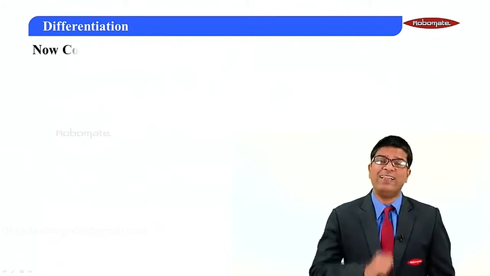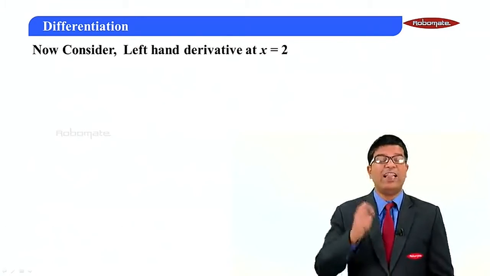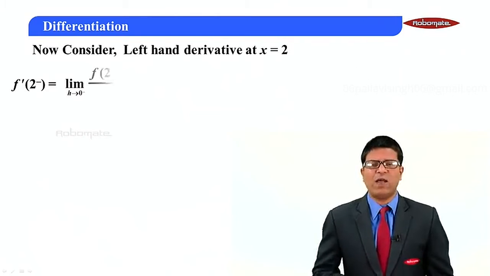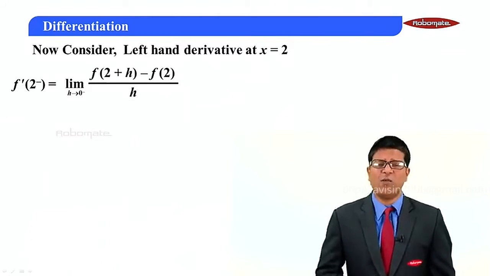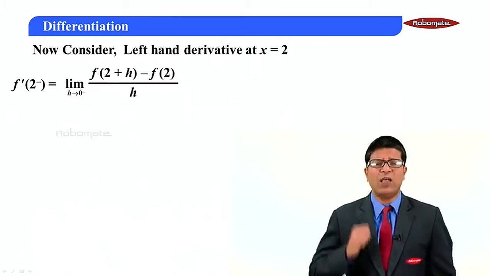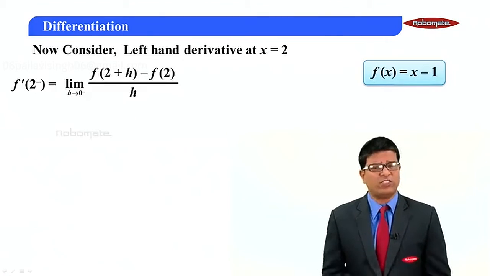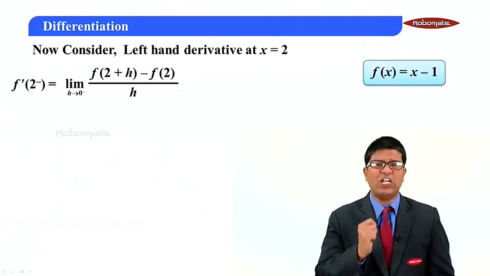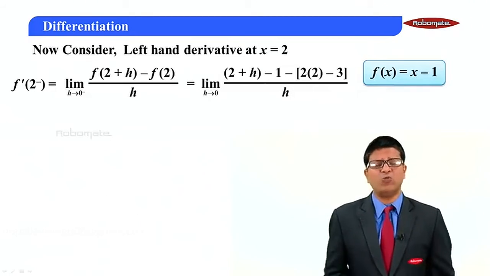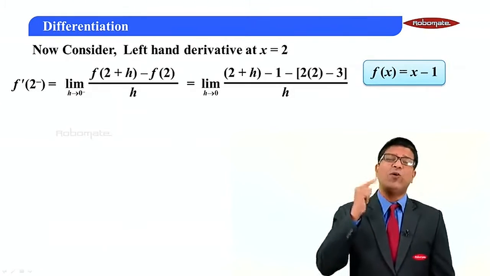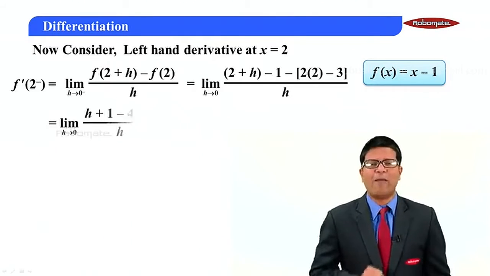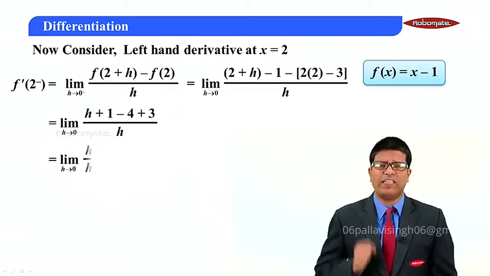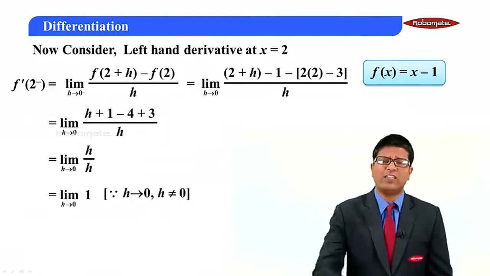Let us start with the left hand side derivative. Left hand side derivative at x = 2 is given by f'(2-) = limit h tends to 0- of [f(2+h) - f(2)] / h. If f(x) is x - 1, what will be f(2+h)? It is 2 + h - 1, and f(2) will be 2(2) - 3, upon h. So it will be (h + 1 - 4 + 3) / h, that is h/h, that is 1.